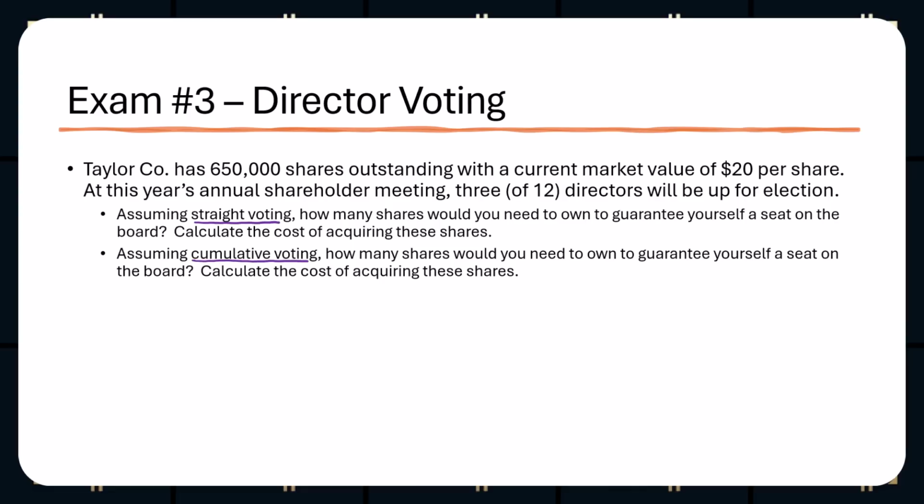Taylor Co. has 650,000 shares outstanding with a current market value of $20 per share. At this year's annual shareholder meeting, 3 out of 12 directors will be up for election.